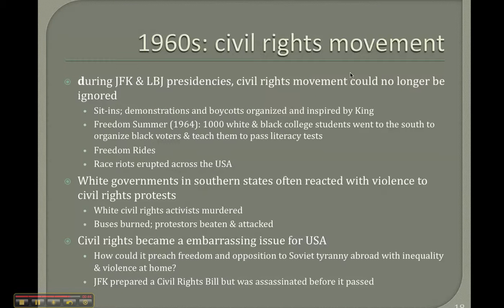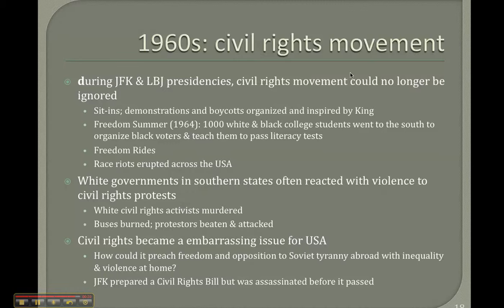Now, of course, it was in the 1960s that the Civil Rights Movement really got moving. It was during the JFK and Lyndon Baines Johnson presidencies that it could no longer be ignored. And this is largely because of some of the actions of blacks and whites, especially college students from the North, who saw on television for the first time some of the inequity that was going on in the South.